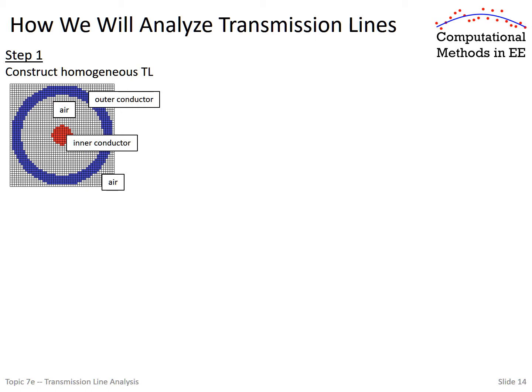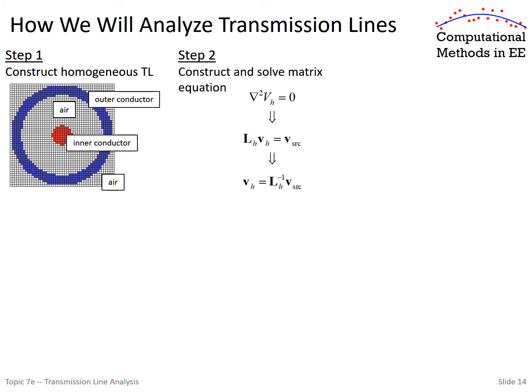So this is how we will analyze our transmission line. Step one, we will build a picture of the transmission line on a 2D array. And we'll remove all the dielectrics. So really, it's just the metals that we're drawing here. So that's step one. Build a cross-section of the transmission line without the dielectric. We will then solve homogeneous Laplace's equation, and we will do this using finite differences. And we will get that scalar potential for the homogeneous case.